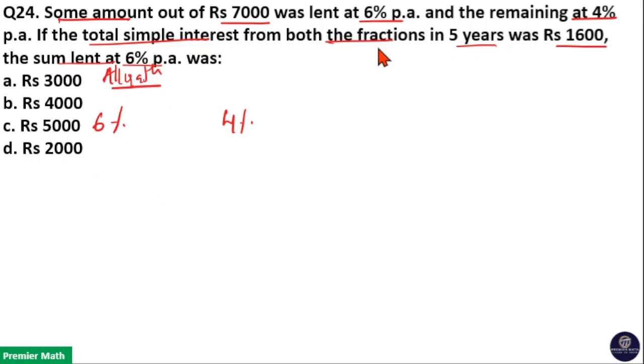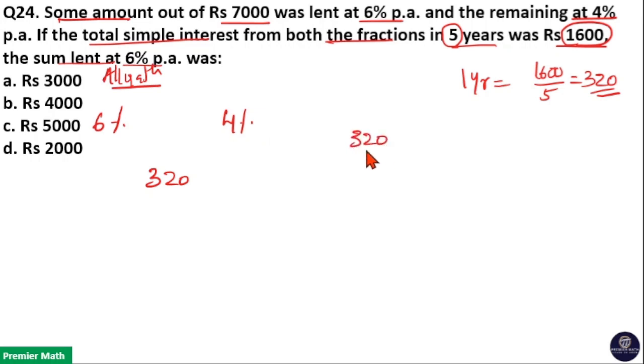Now, simple interest, total simple interest received for 5 years is 1600. Then annual interest, that is interest for 1 year, is equal to 1600 by 5, which is equal to 320. So 320 is the annual interest. I will write it in the middle. Now 6 and 4 are in percentage format, so I should write 320 in percentage format as well.